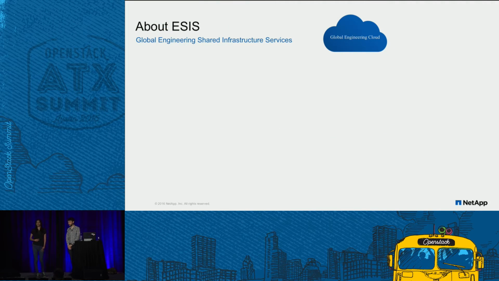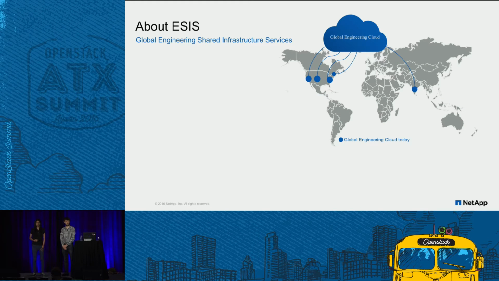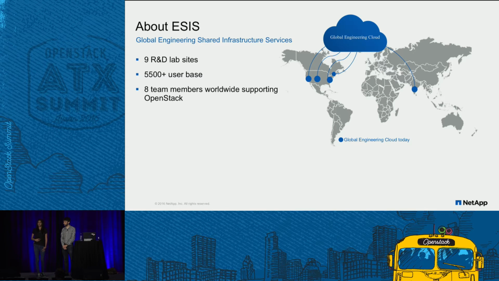So let me tell you briefly what we do as an organization inside NetApp. We are ESIS. We are a global engineering shared infrastructure services organization that handles around 9 R&D lab sites across the world and have a huge customer base of 5,000 customers. So our customers are basically NetApp engineers, QA testers, and software developers who test out our NetApp products inside our infrastructure so that the products that ship out do not have any bugs in them and the other customers can take benefit from those.